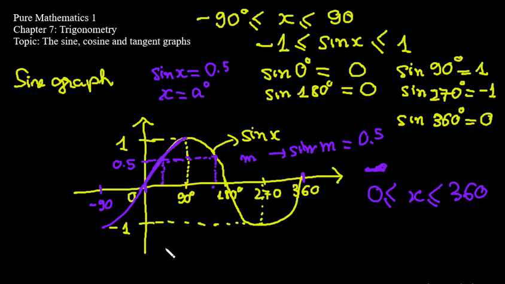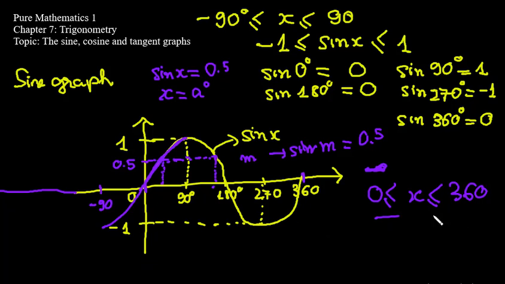In conclusion, you should remember that the sine graph starts from 0, goes up to the maximum at 90 degrees, goes down and cuts the x-axis at 180 degrees, goes down to the minimum, which is minus 1, and goes up to 360. We can draw it to any boundary that we want. We can draw the sine graph based on the interval that we have.